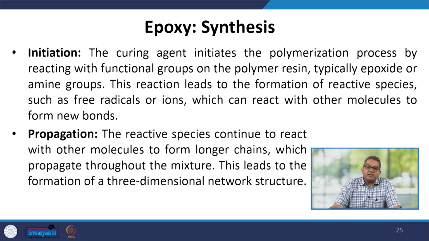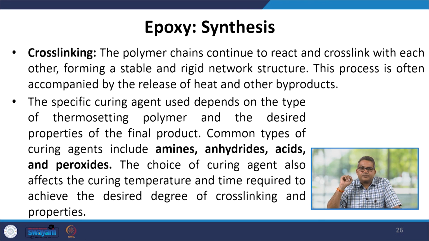The reactive species continue to react with other molecules to form longer chains which propagate throughout the mixture. The only thing required is that they must have either a free radical or ion in situ. This leads to the formation of a three-dimensional network structure. Then cross-linking. The polymer chains continue to react and cross-link with each other, forming a stable and rigid network structure. This process is often accompanied by the release of heat and other byproducts.